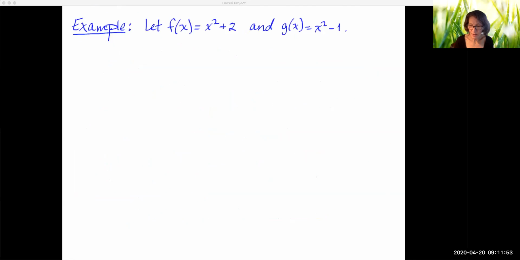So here's another example. Suppose that f of x is equal to x squared plus 2, and g of x is equal to x squared minus 1. When we differentiate those two functions, we see f prime of x is 2x and g prime of x is 2x. They have the same derivative.